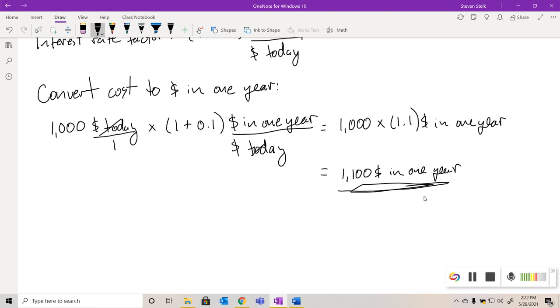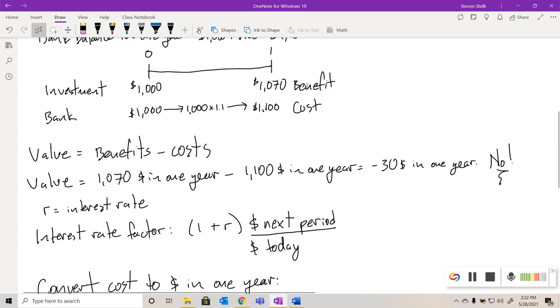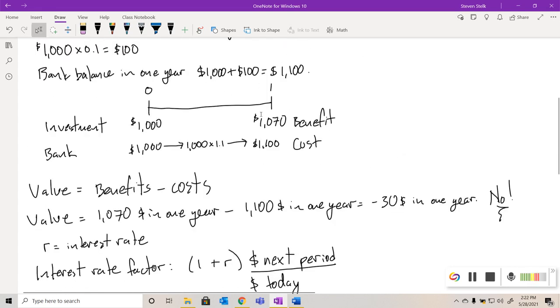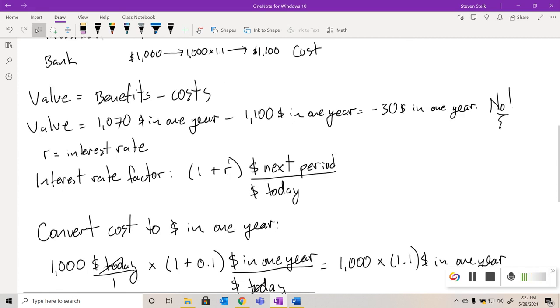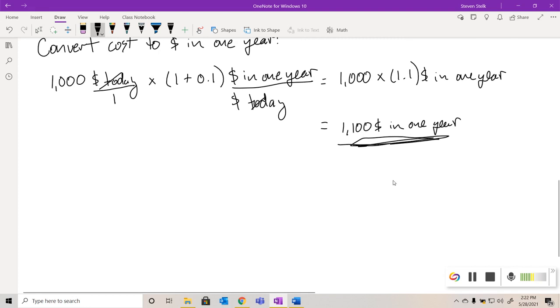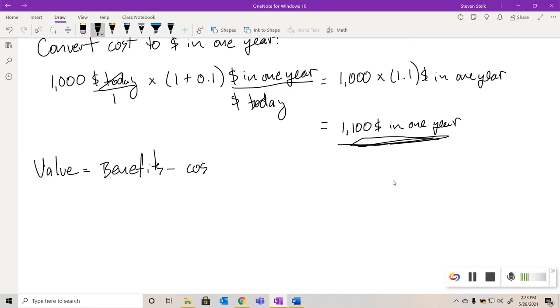Right? So now we have expressed the costs in dollars in 1 year, which are the same units as the benefits are expressed in. The 1,070 is dollars in 1 year. And so just like we did above, we can plug that directly into the value equation. Where the benefits are $1,070 in 1 year minus $1,100 in 1 year, right? Because that's what we're giving up. And we get a value of negative $30 in 1 year.